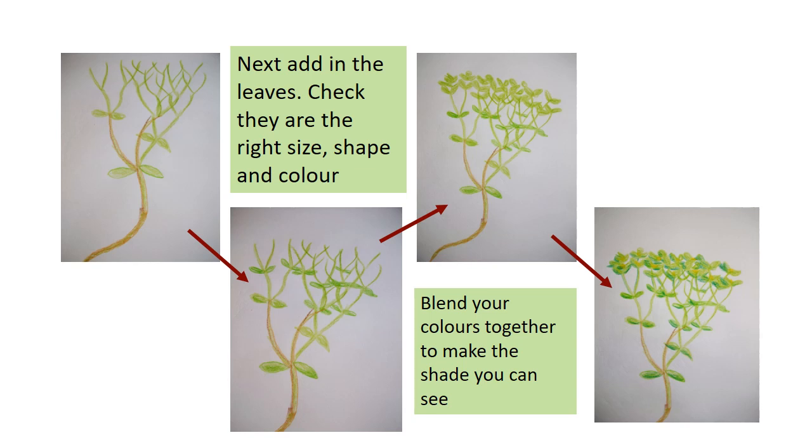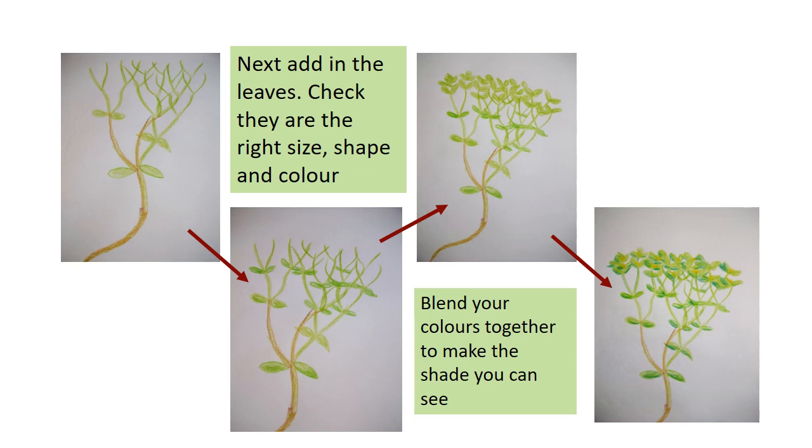And you can blend colours together to make the shade that you can see. So if you use coloured pencils for this task rather than the felt tips, you'll be able to maybe choose 2 different shades of green to colour in your leaves. So if your plant is a really light green, try to find a light green pencil if you can. Don't panic if you've not got too many colours at home.